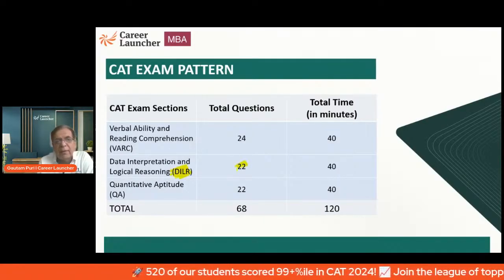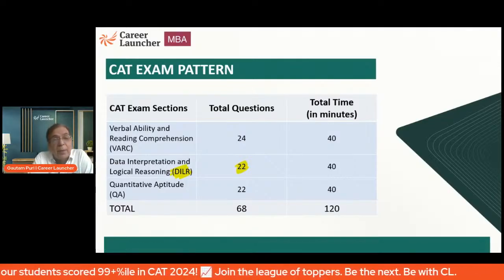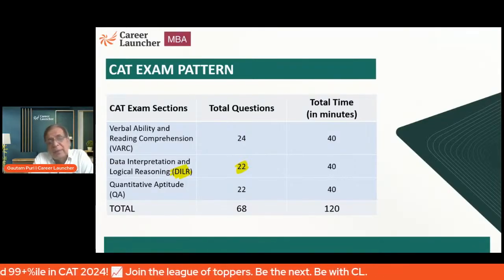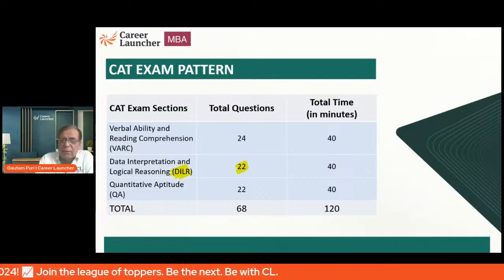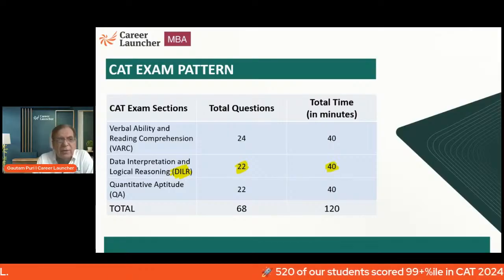CAT 24 had 5 sets of data with 22 questions. The earlier papers had 20 questions. Okay? And so that's the broad structure of the paper that we are looking at. And yes, you have to do this in 40 minutes. This particular section, or in fact each of the 3 sections.